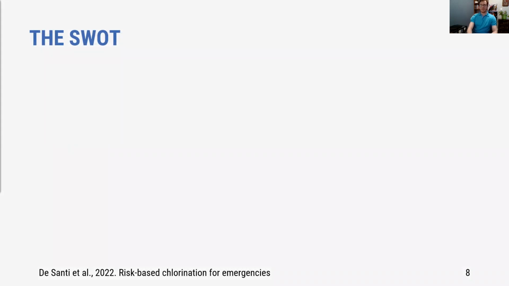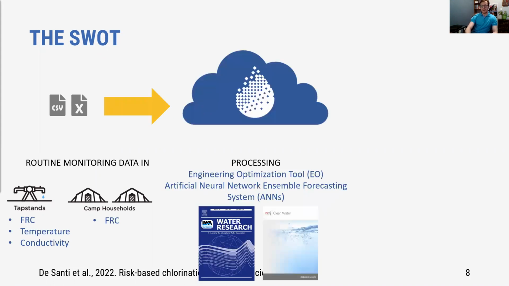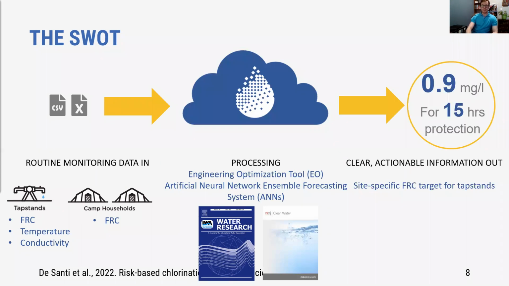The idea for the SWOT was to develop a model that could predict chlorine decay using water quality data that was already being collected in humanitarian response. It uses paired measurements of FRC from the tap stand and the household, as well as optional measurements of temperature and conductivity at the tap stand. This data is fed through two analytical engines: the Engineering Optimization Tool, or EO, as well as an Artificial Neural Network Ensemble Forecasting System, or just the ANNs. Both of these were recently published in leading engineering journals, Water Research and NPJ Clean Water, if you want to get the full details of these models. These analytical engines then generate a tap-in FRC recommendation for a user-defined follow-up period.